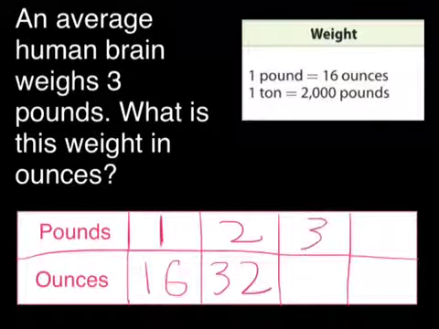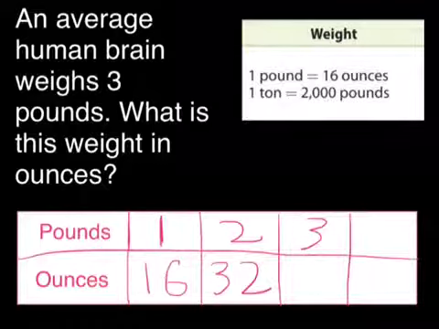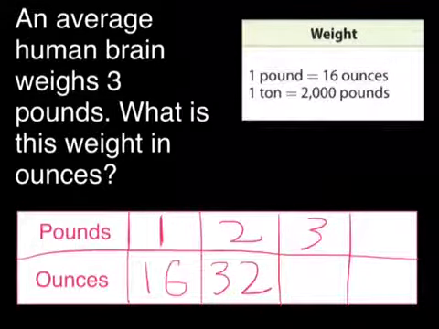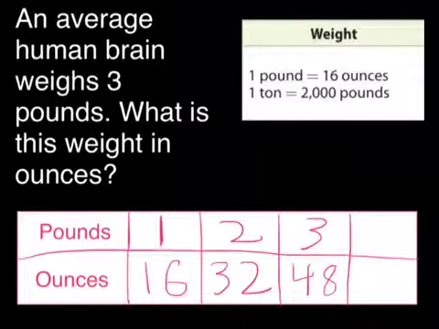Now, 3 pounds. What's happening? You can think of this in lots of ways. How do I go from 1 to 3? I need to multiply by 3. So then I also need to multiply by 3, 16 times 3. Or you can see that for every pound I add, I'm adding 16 ounces. Either way you think about it, you should be able to figure out that 3 pounds is 48 ounces. So our answer is that the average human brain weighs about 48 ounces.